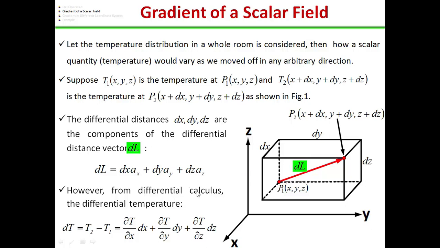However, from differential calculus, the differential temperature can be written as dT, which is equal to T2 minus T1. That means the change in temperature from point 1 to point 2, and it is equal to del T by del x dx plus del T by del y dy plus del T by del z dz.